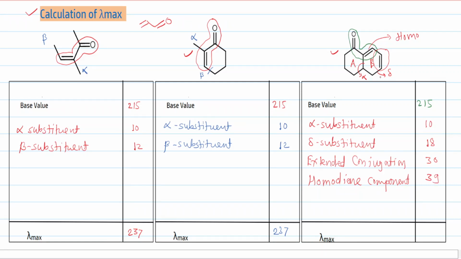Now the exocyclic double bond. Look here, this bond is marked by this blue color. This is the exocyclic double bond to ring A. So one exocyclic double bond, and for one bond we have to add 5 nanometer. Then by adding all the values, we get a lambda max value of 317 nanometer.